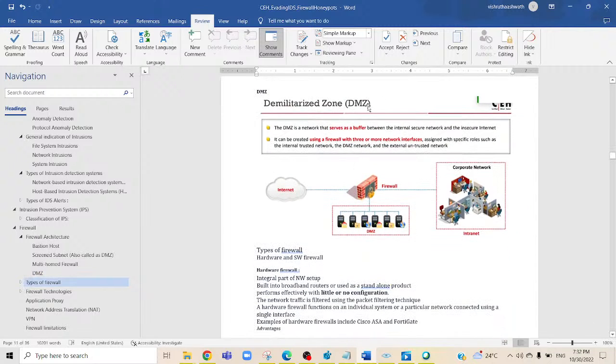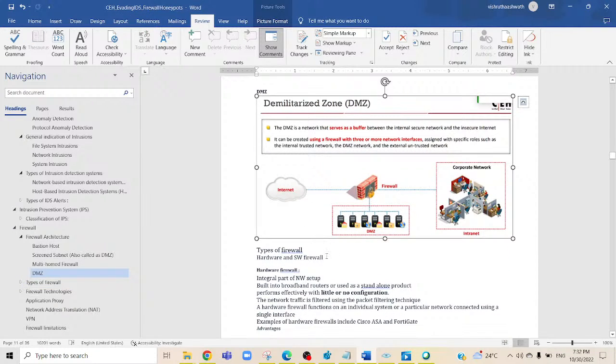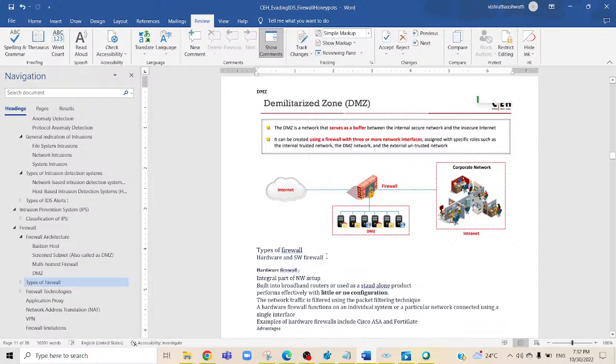DMZ, there is a separate chapter for DMZ in the Aspen book. As you can see in the diagram, the DMZ and the intranet are independent. People can access the systems or hosts that are part of the DMZ from the internet. But intranet devices are completely protected.